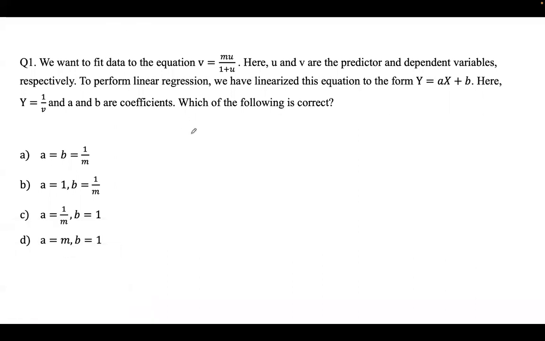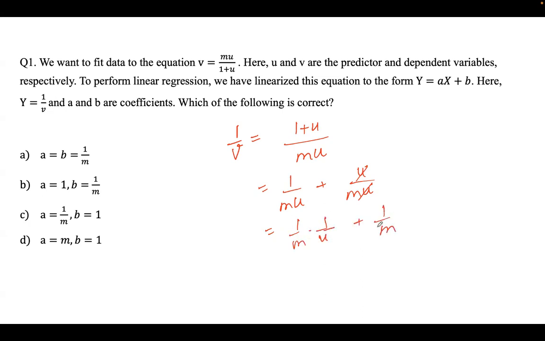Right, so here we are just going to inverse this. So it's going to be 1 by v is equal to 1 plus u by mu. So you can take this 1 upon mu plus u upon mu. This gets cancelled. So you have 1 by m, 1 by u plus 1 by m. This is 1 by, so it resembles this form.